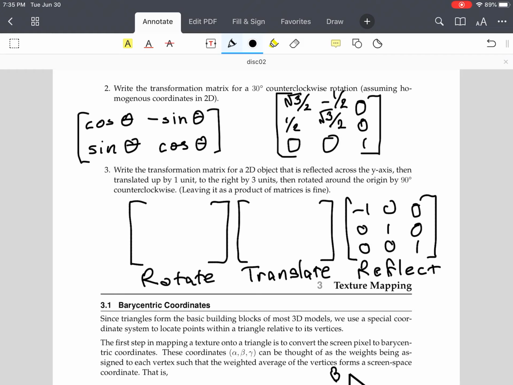Now, let's move on to the next one, so translation. We want to translate up by 1 unit and to the right by 3 units, and not do anything else, okay?